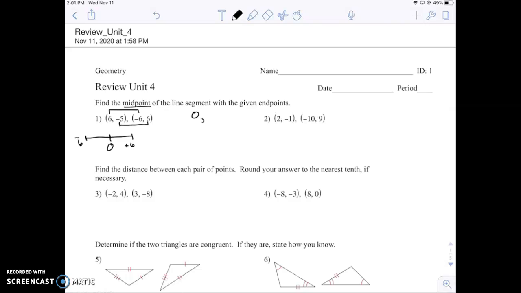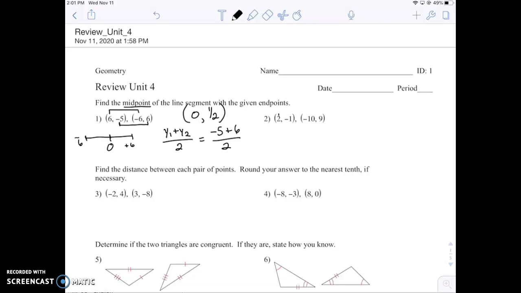So I'm going to use the formula, and the formula says you take the two components, so y1 plus y2, and you add them, and then divide by 2. So -5 plus 6 divided by 2, your answer would be 1/2. That's your midpoint. So I want you to try and think about this in two different ways.